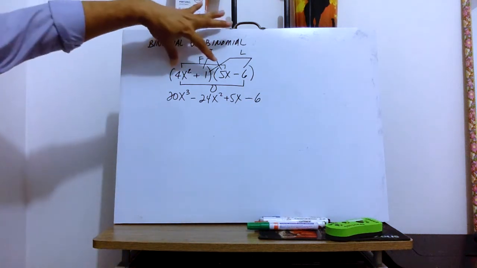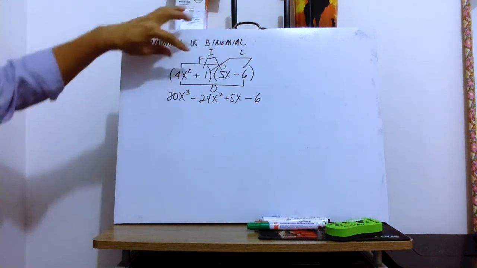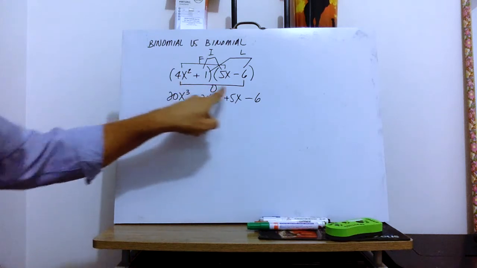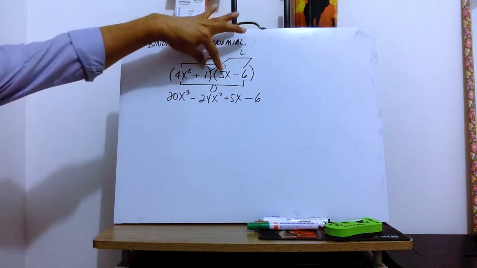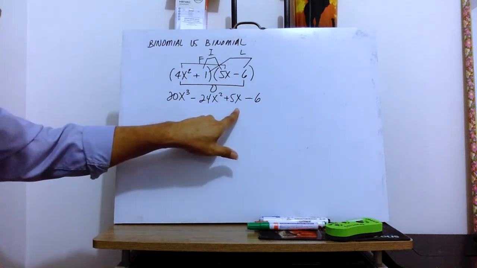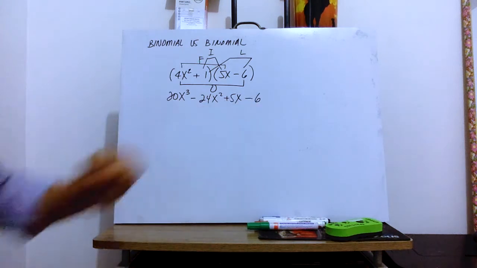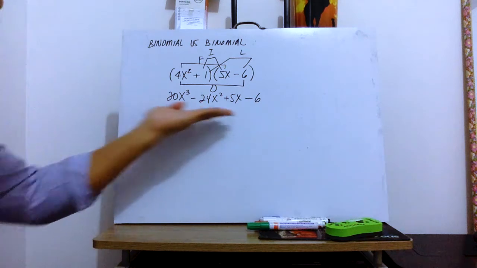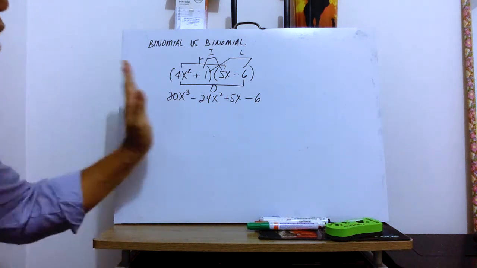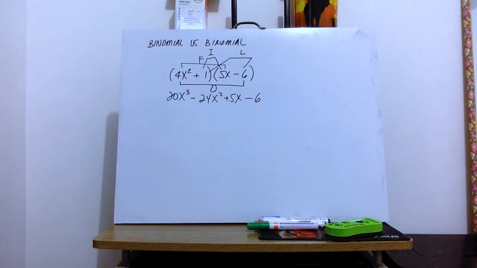Let's check. So 4 times 5, 20, x squared times x, x cubed. That's first, and then outer, 4x squared and then negative 6, that's negative 24x squared. And then inner terms, positive 1 times 5x, positive 5x. And then last term, 1 and negative 6, that gives us negative 6. Now, can we combine like terms? There are no like terms here, so we just copy everything. So that's our answer, 20x cubed minus 24x squared plus 5x minus 6.